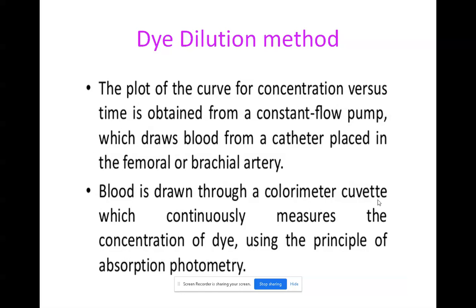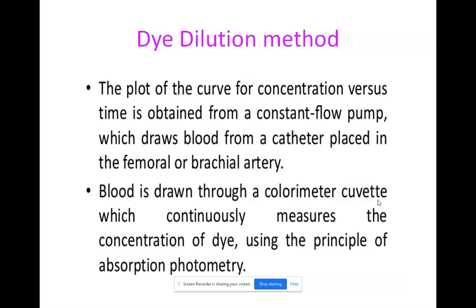The plot of the curve for concentration versus time is obtained from a constant flow pump, which draws blood from a catheter placed in the femoral or brachial artery. So the concentration of the dye can be plotted as a curve with respect to the time period. It is nothing but the blood which we draw from the catheter placed in the arteries. So the flow in the arteries can be measured using this concentration of dye.